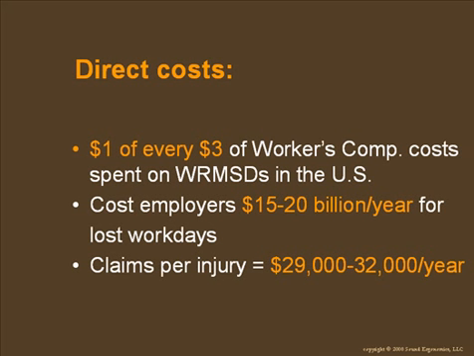One of every $3 of workers' comp costs are spent on work-related musculoskeletal injuries in the United States. These injuries cost employers up to $20 billion a year in lost work days. Claims per injury can be as high as $32,000 per year.